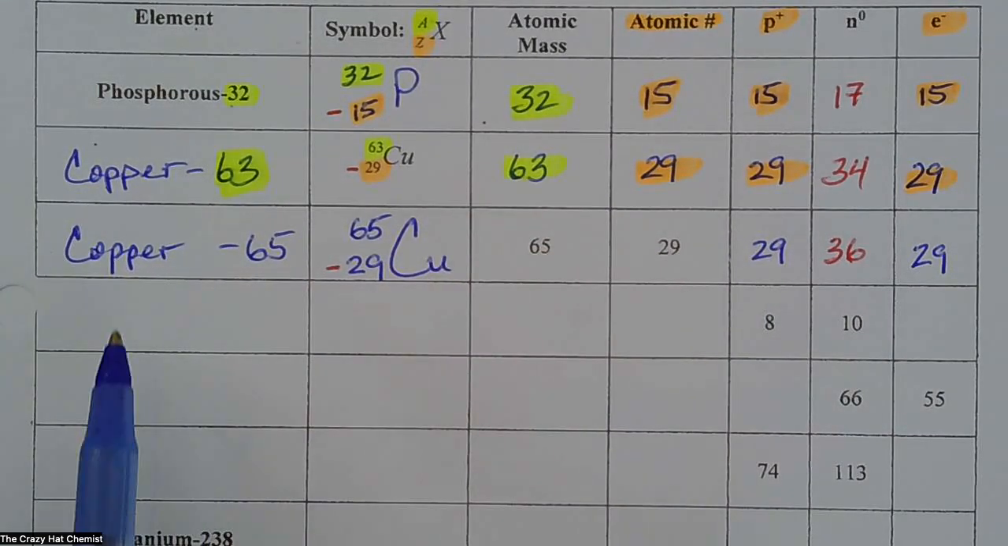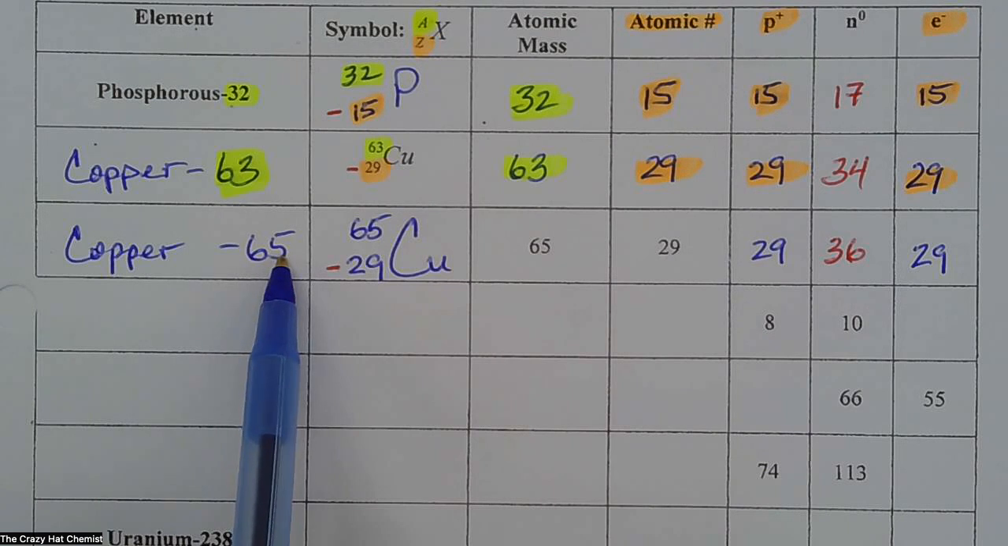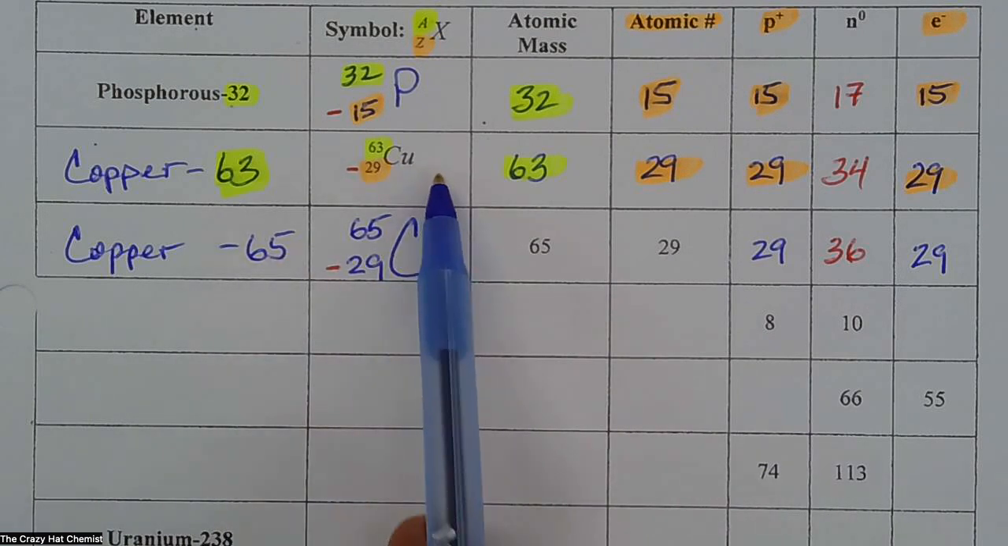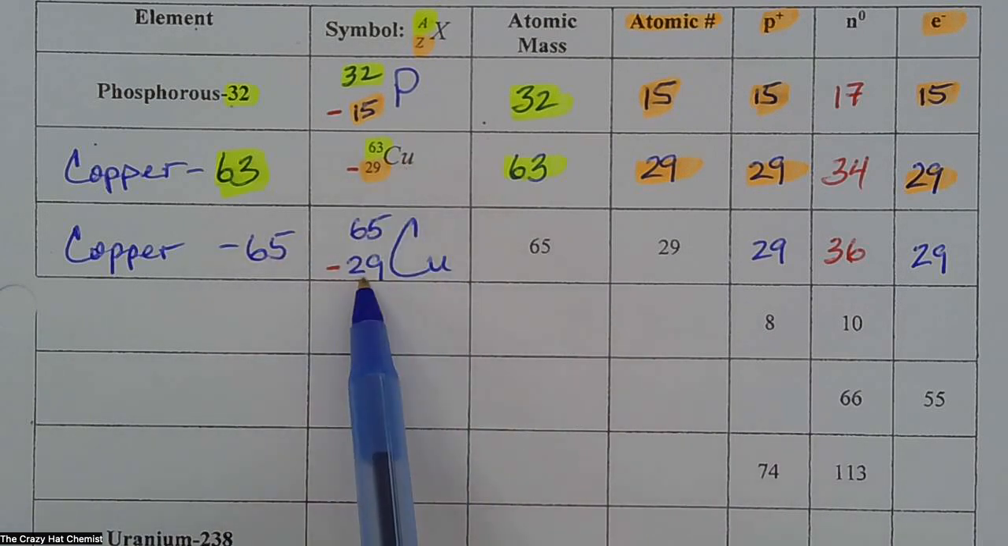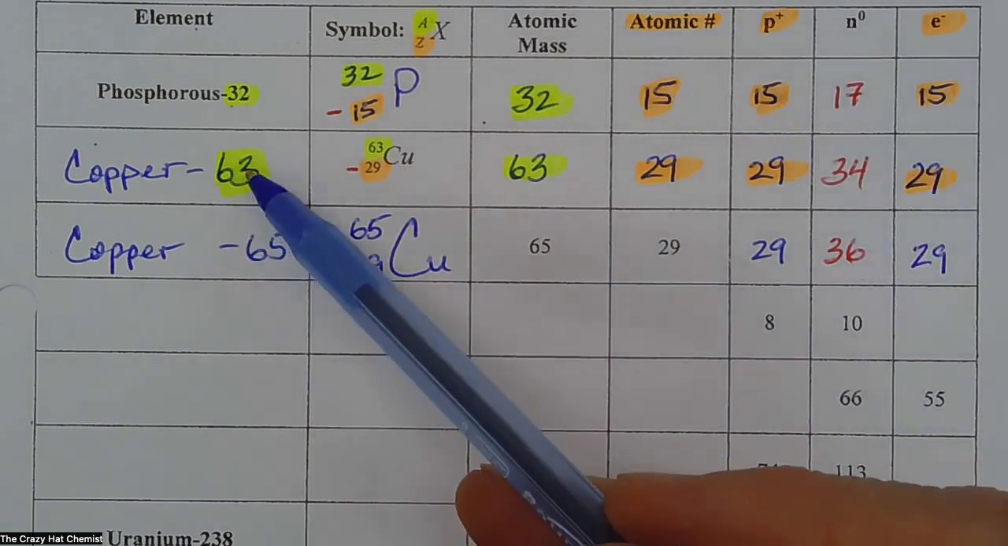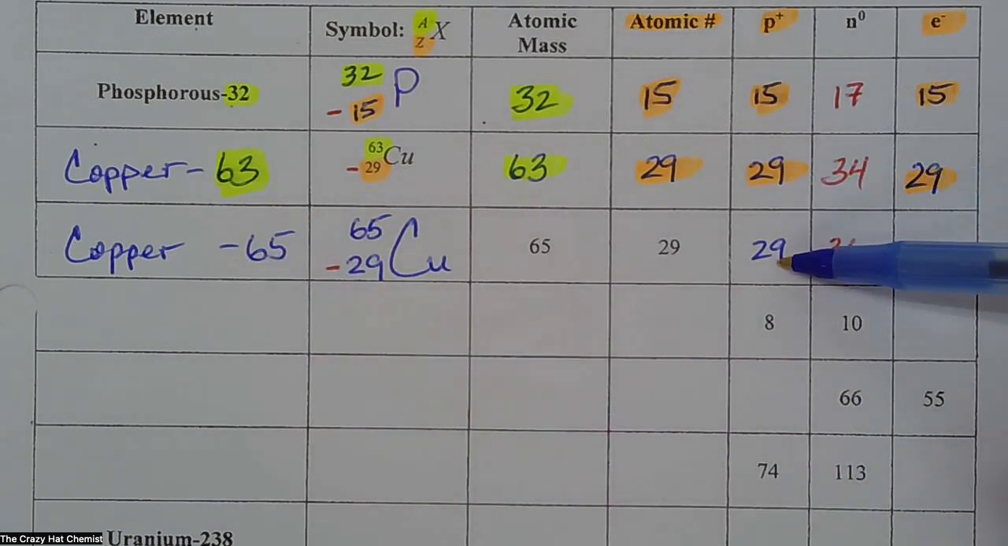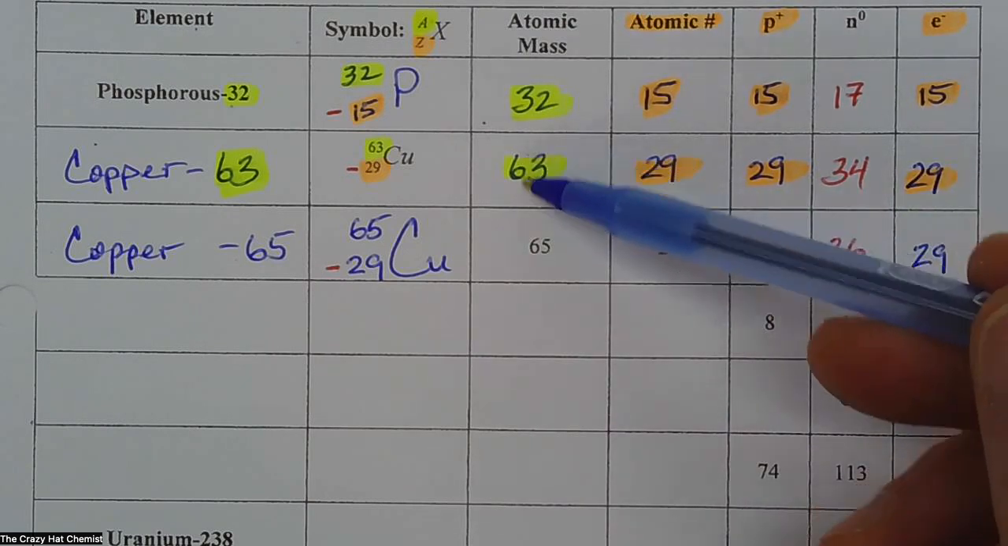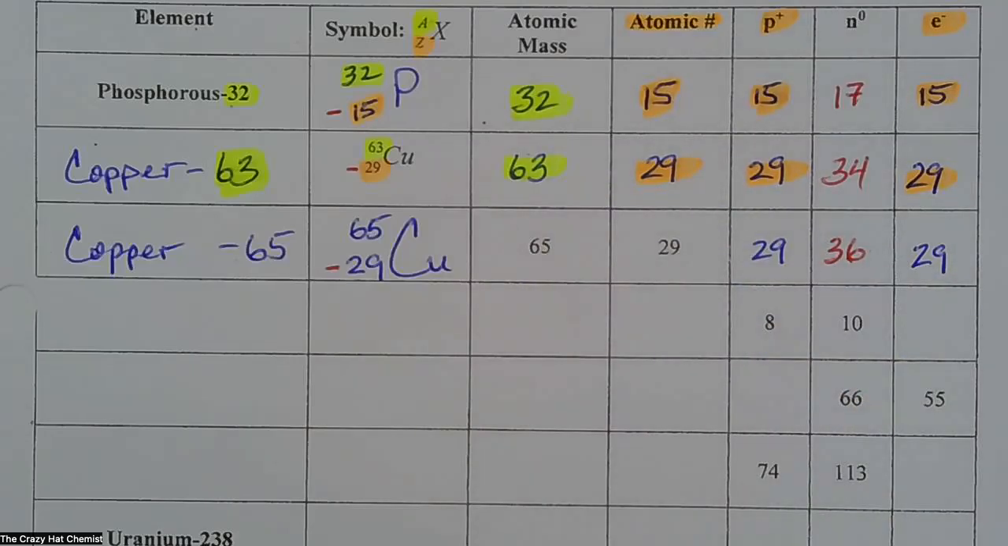So you may be asking, well, this is copper 63 and this is copper 65. That's correct. What differs between these two are right here. They are the same element, but they have different numbers of neutrons. That is an isotope. It's the same element. That is the same number of protons. That's the same atomic number. However, different numbers of neutrons. Consequently, the mass is going to be different in addition to that. All right. Let's do the next problem.